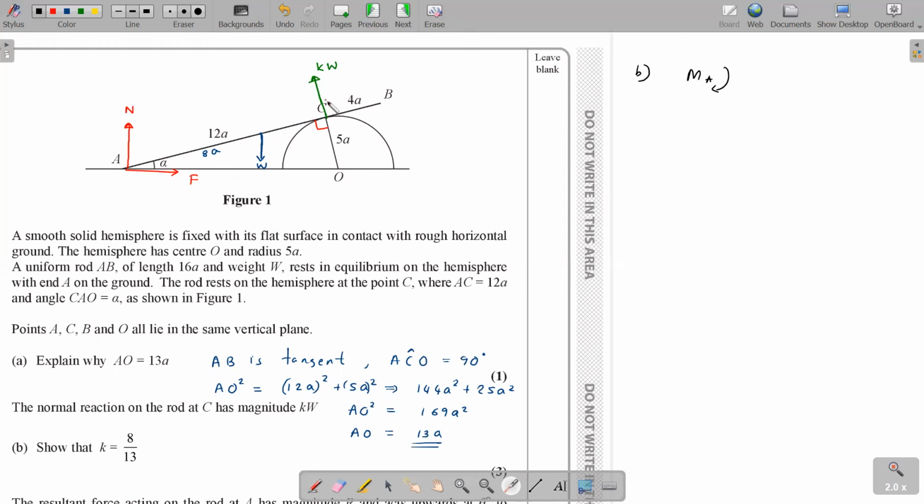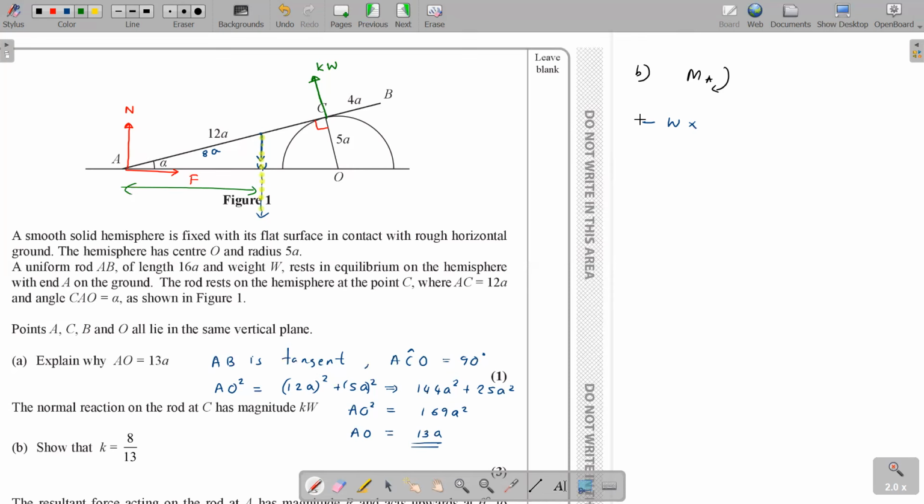Okay, so with W, can I know what kind of a moment W creates? When you take moments around A, W creates a clockwise moment or anti-clockwise moment. You can see W is pulling down, right? So around A, W pulls down, which means it gives a what moment? Anti-clockwise moment. So anti-clockwise, shall I put negative? Minus W into, what's the perpendicular distance from A to the line of action of W? This is the line of action of W. So from point A to the line of action of W, what's the perpendicular distance? Do you see?